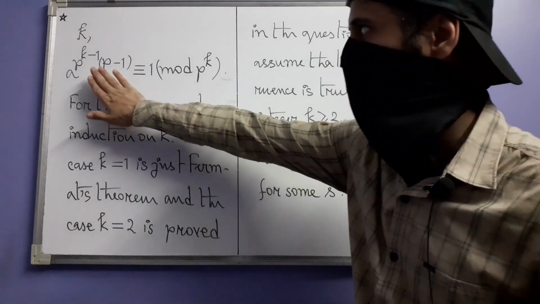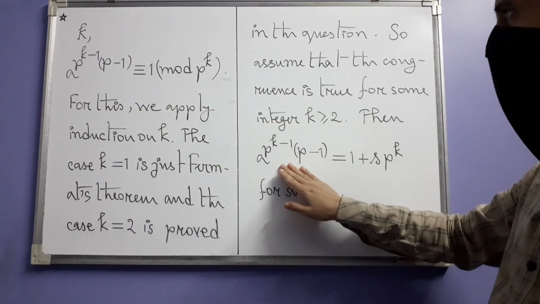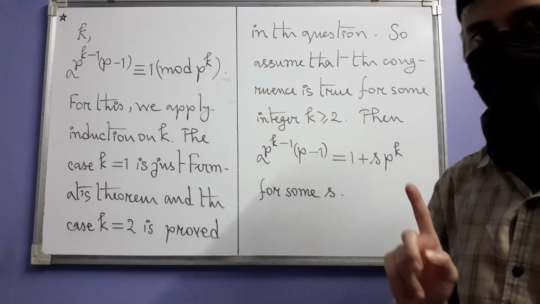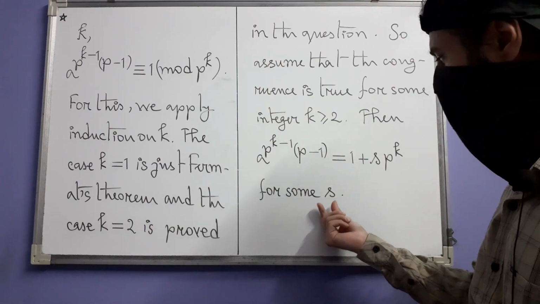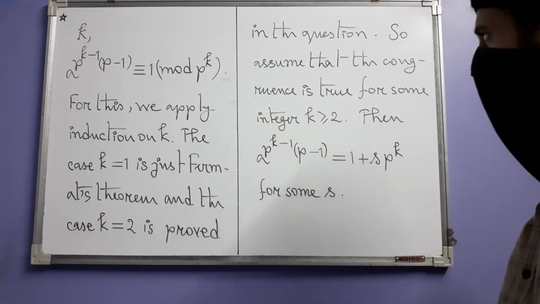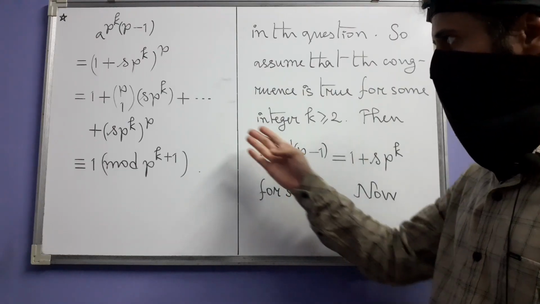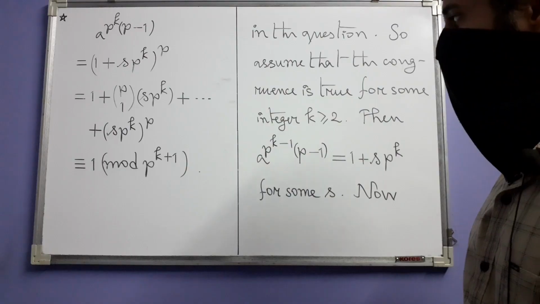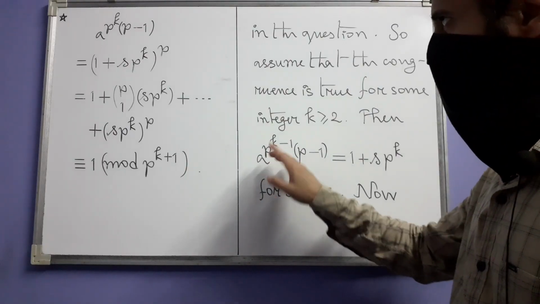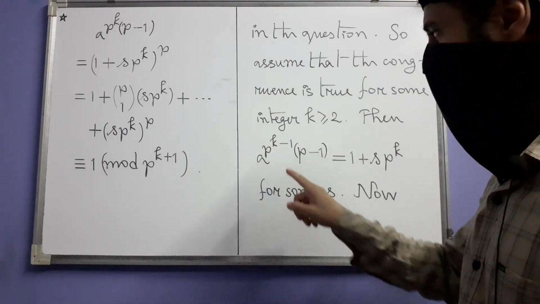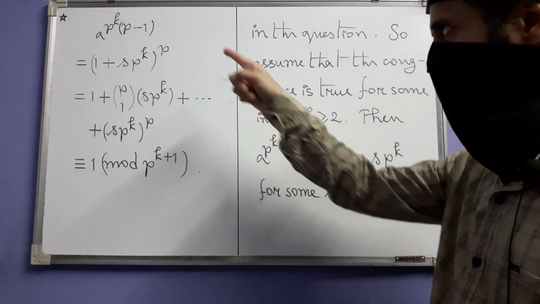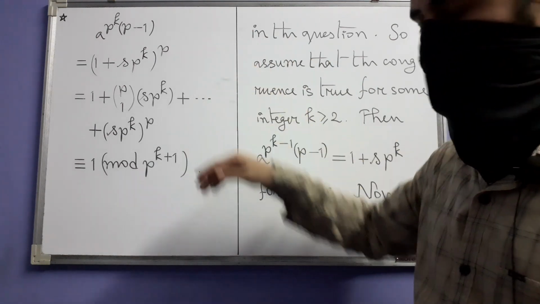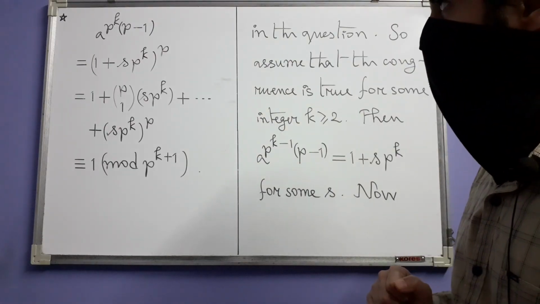It means that this power of a is of this form: 1 plus s times the modulus p to the power k, for some integer s. And now we go through a calculation similar to what's given in the question, but this time we consider the next thing, in the sense that here you have k minus 1, and now you are right at k. Okay, so this will be my induction step.